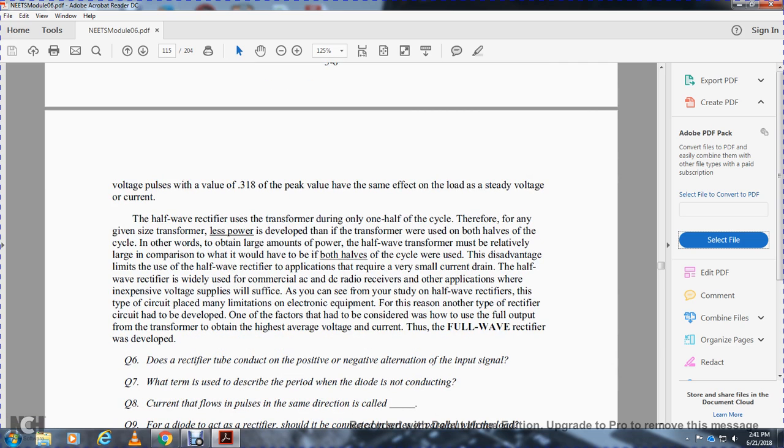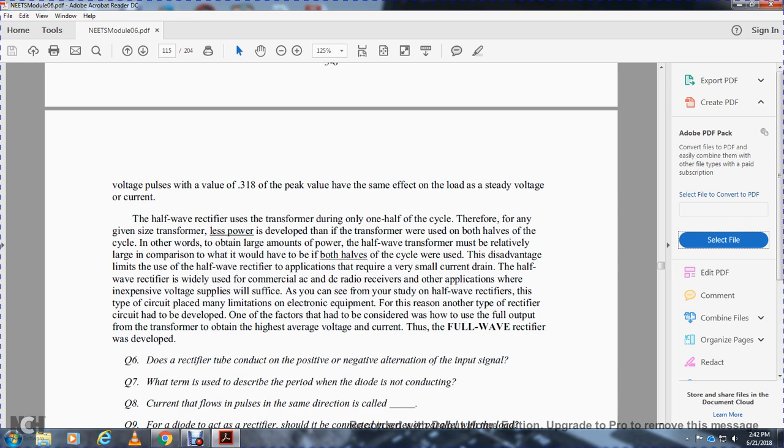Voltage or current. In a half-wave rectifier, you use the transformer during only one half of the cycle, therefore you get less of the power developed by the transformer than when you use both halves of the cycle. In other words, to obtain a large amount of power from a half-wave rectifier, a relatively larger transformer would have to be used. The disadvantage is that half-wave rectifier applications require a very small circuit current drain.